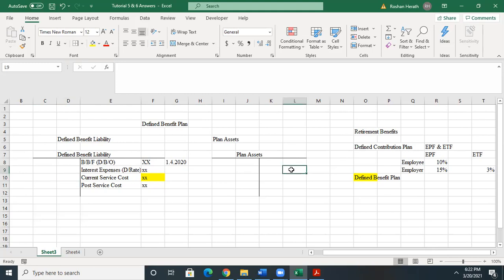So if there is a retirement payment, you would credit it here, and debit the defined benefit liability. That is the plan asset. It comes from the plan asset.